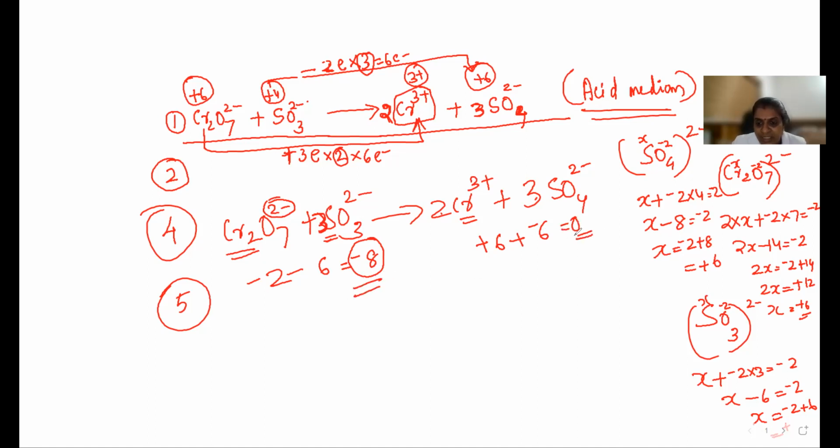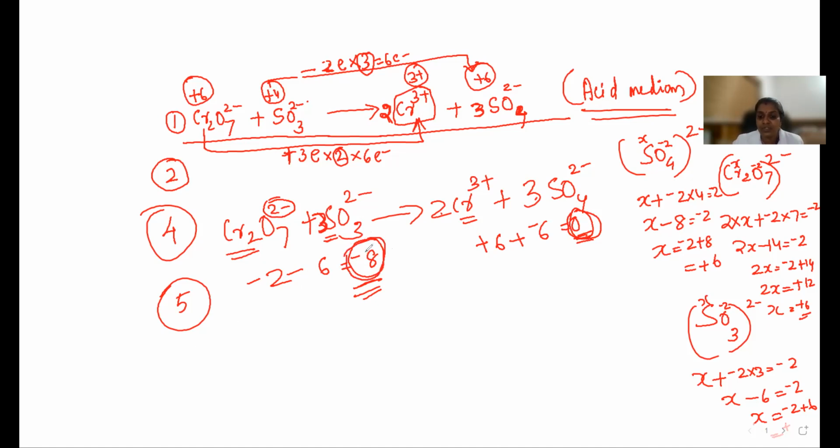So the total charge here is 0 and the total charge here is minus 8. So what we need to do is find the lowest number. 0 is the lowest number, so we have to make it the lowest number. Okay, the minus 8 and 0, right? Here the charge is 0, so here also we have to make it 0.